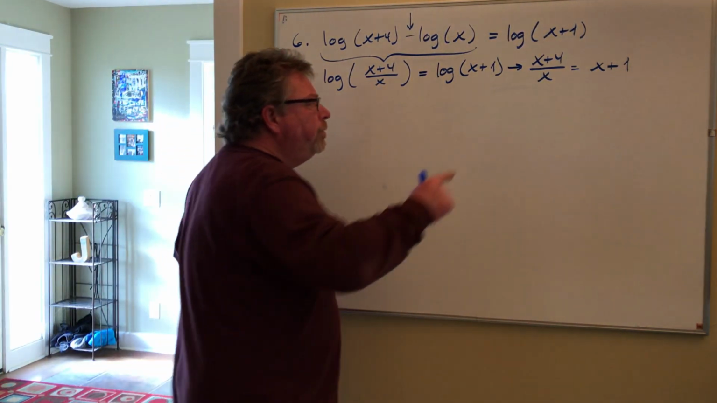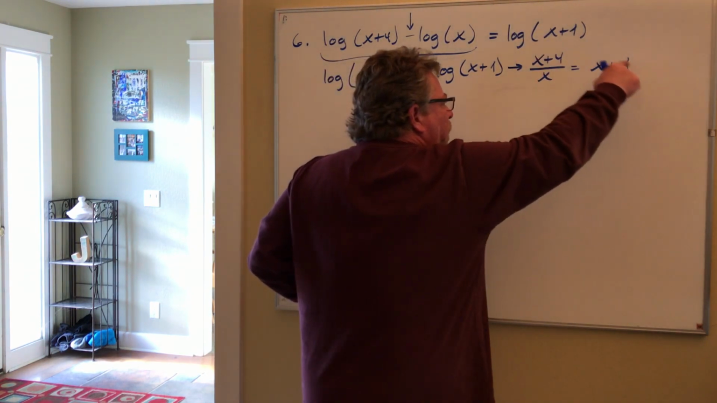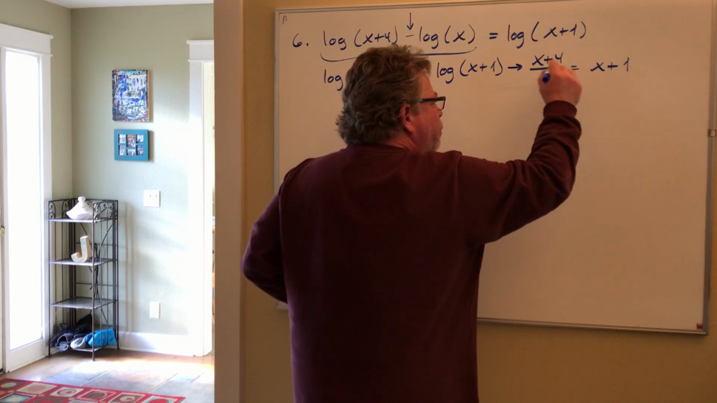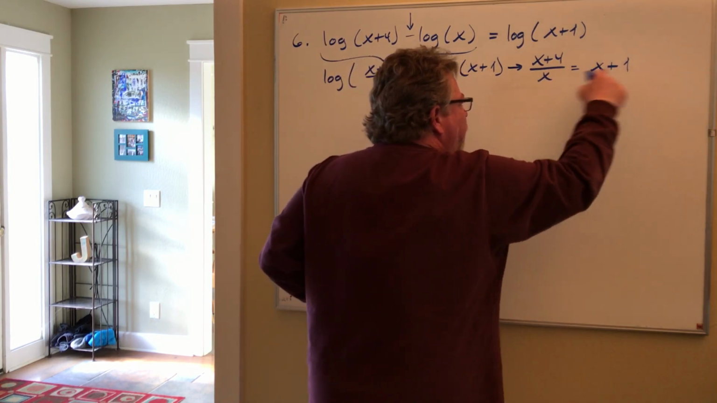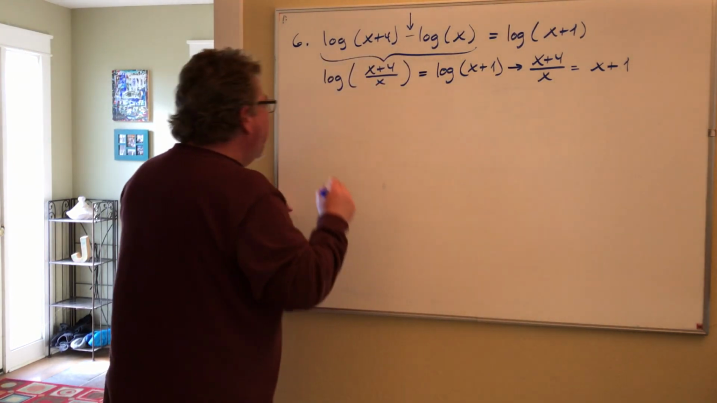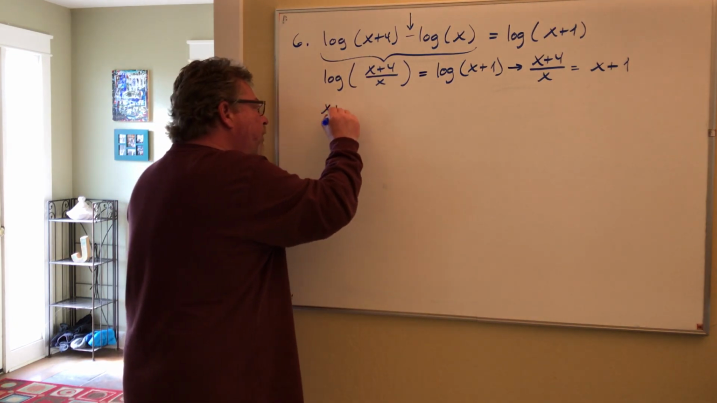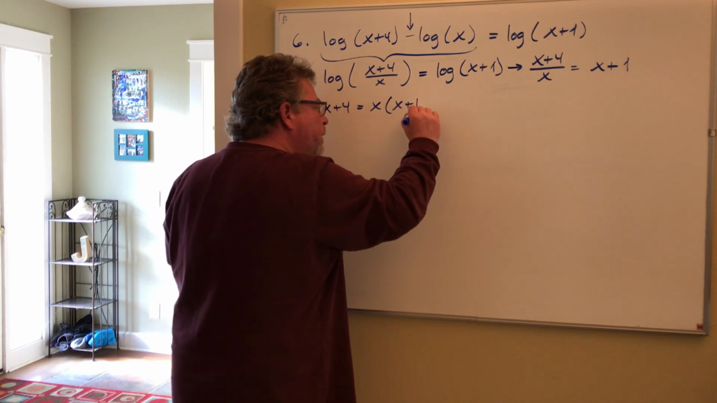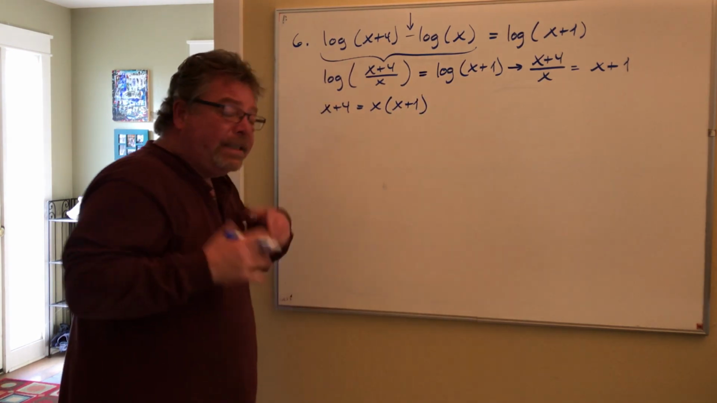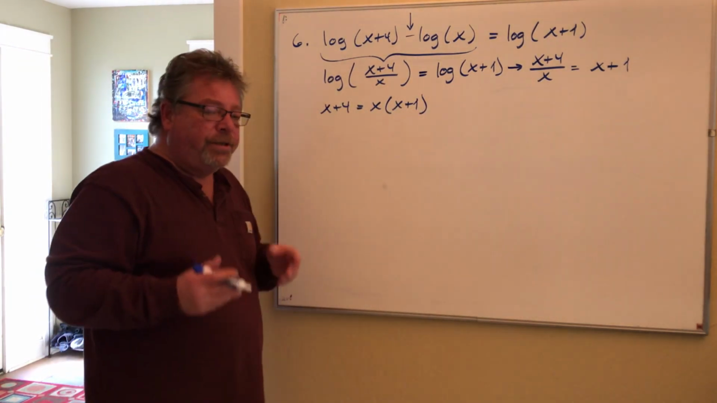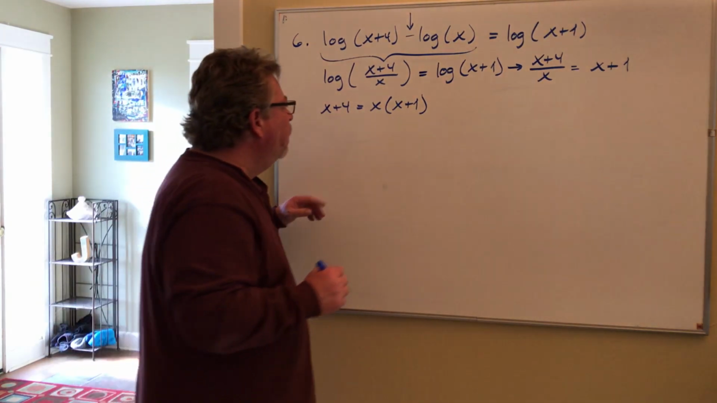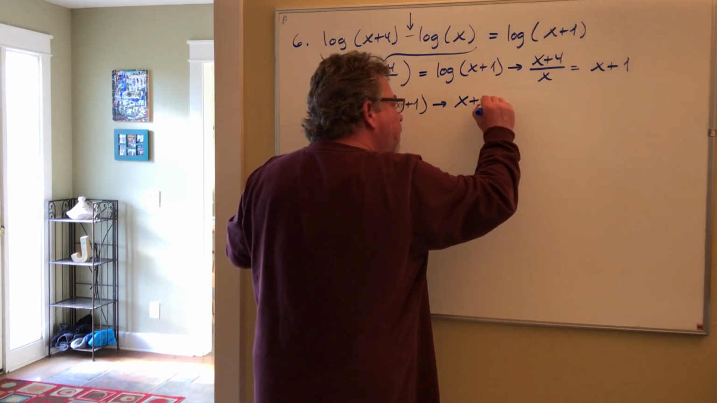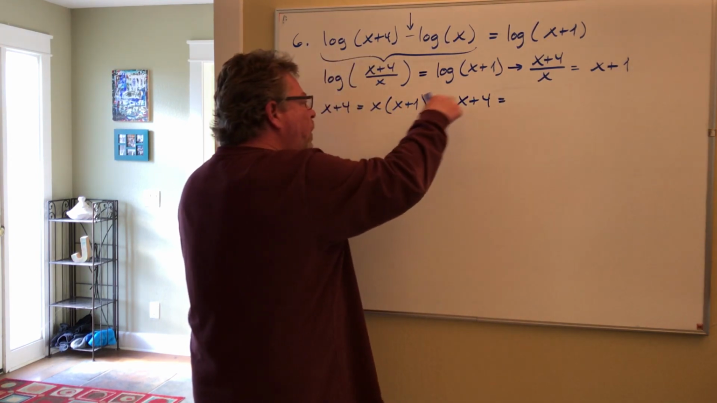So what I'm going to do to tackle this is start by getting rid of that fraction structure, and I'm going to multiply both sides of this equation by x. So when I do that, I'll have x plus 4 is equal to x times (x plus 1). That's a simpler equation because it no longer has the fraction structure in it. I'm going to clear some parens here and say we've got x plus 4 is equal to x squared plus x.